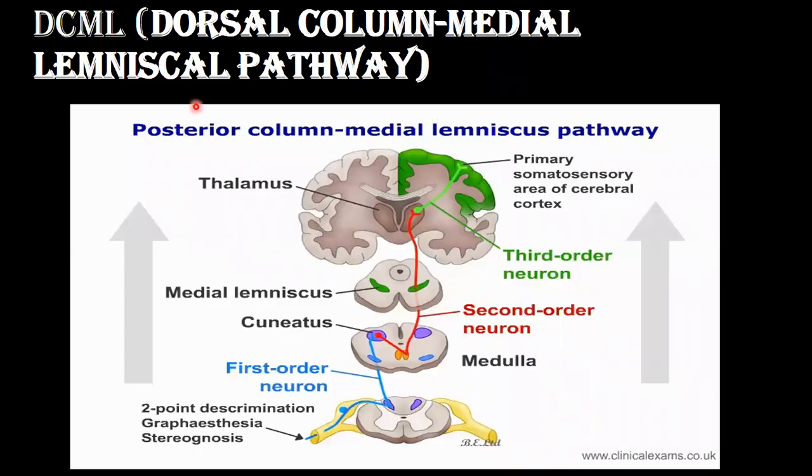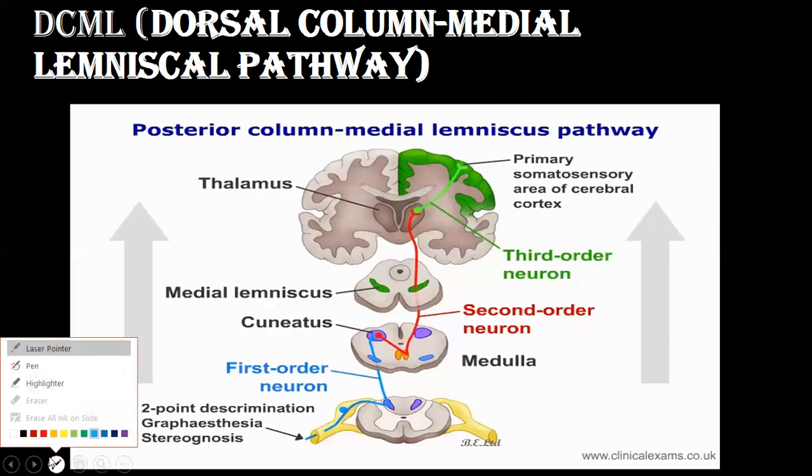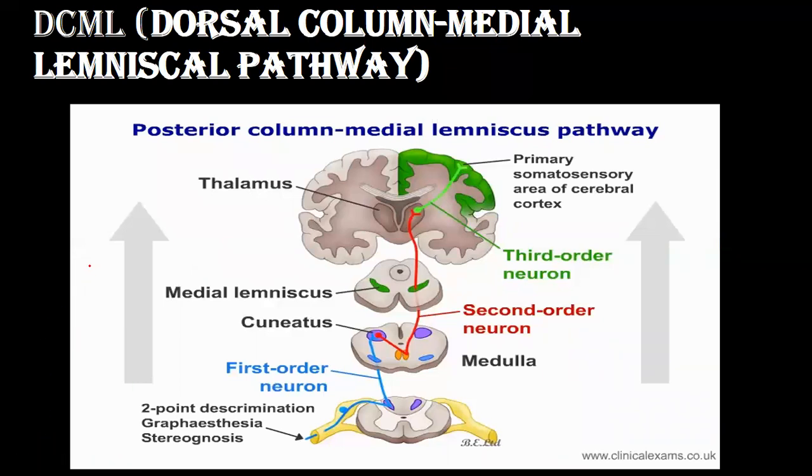Coming to the dorsal column medial lemniscal system, we have discussed that its basic principle is to carry sensations such as vibration and proprioception. Before discussing it, there is one thing to know: when the fibers move on the same side, this type of fibers moving on the same side is known as ipsilateral.